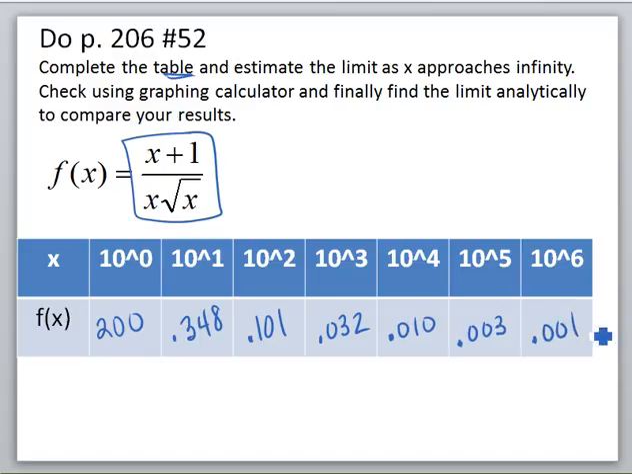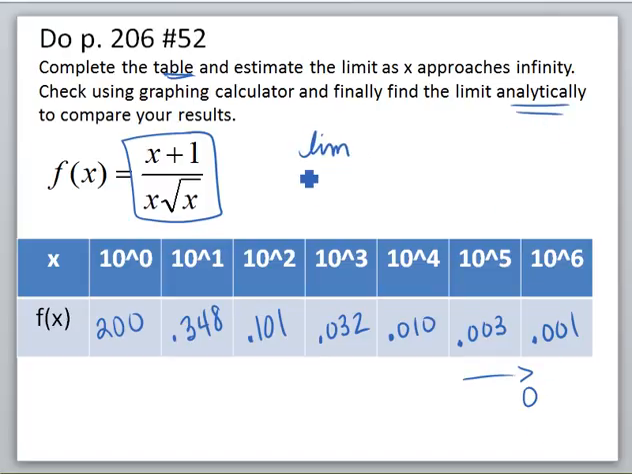The easiest thing to do again is use that table function on your graphing calculator. So once we've completed the table, it says to check using your graphing calculator. You should see that as you approach infinity, it should be getting closer and closer to 0. And then we'll do this analytically.